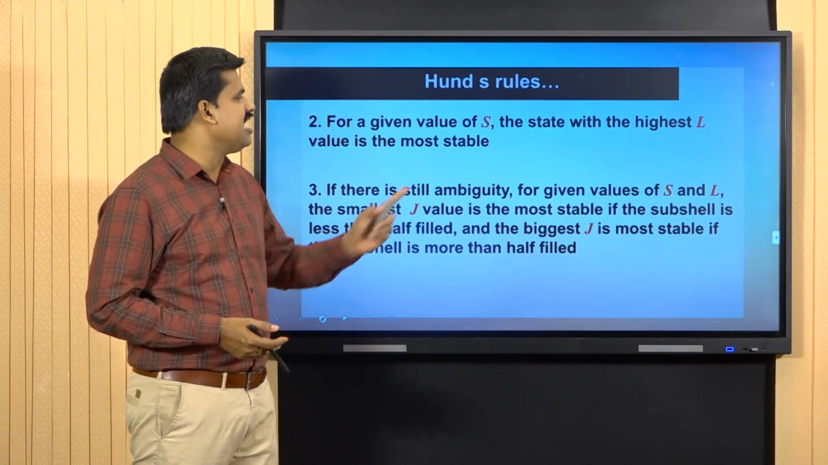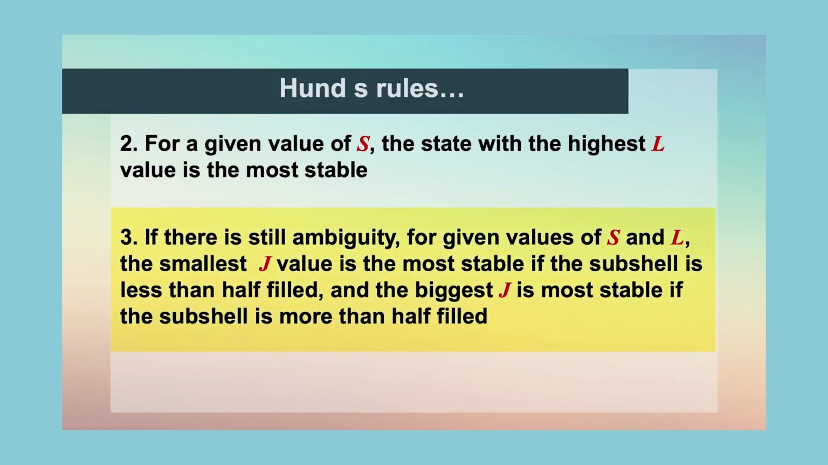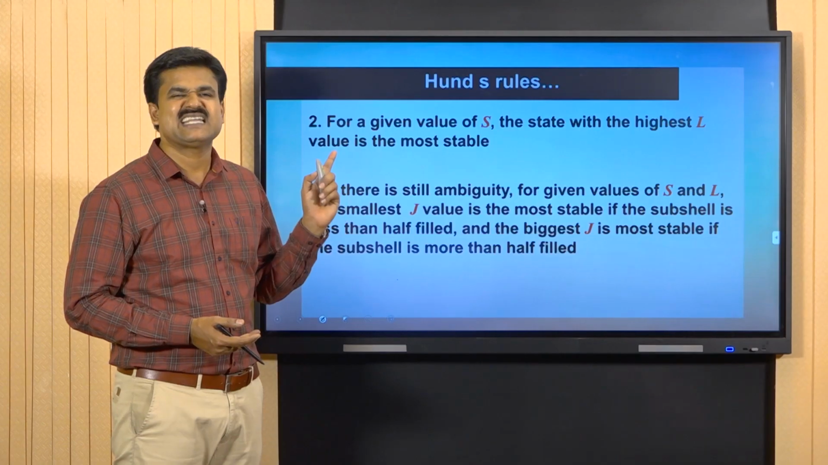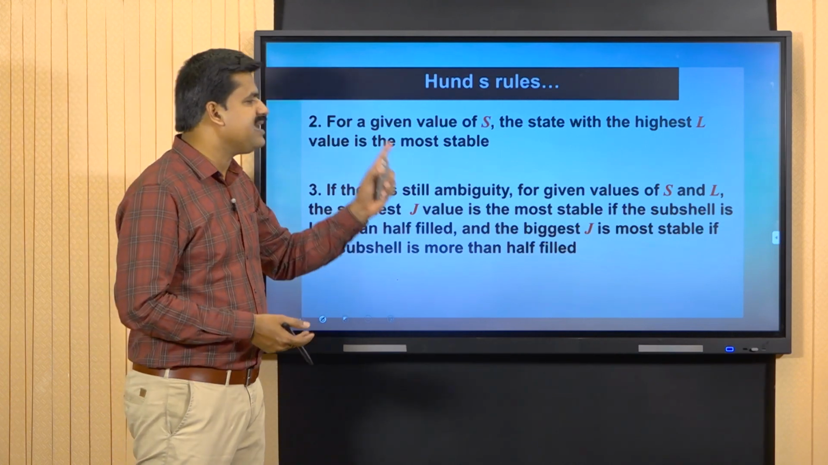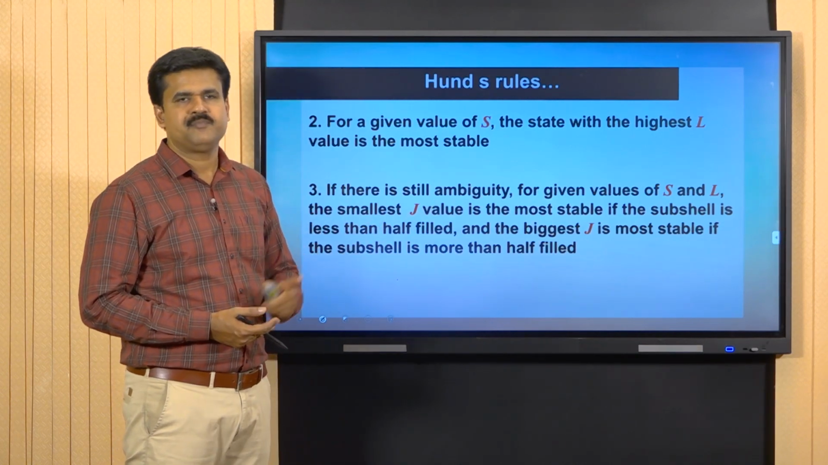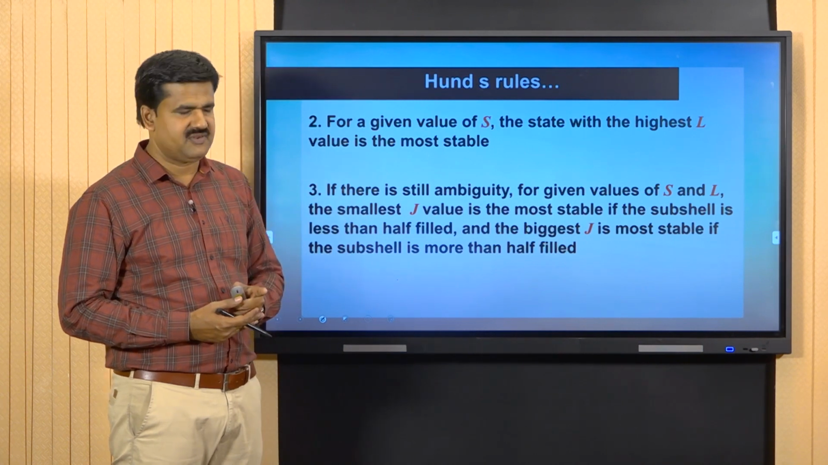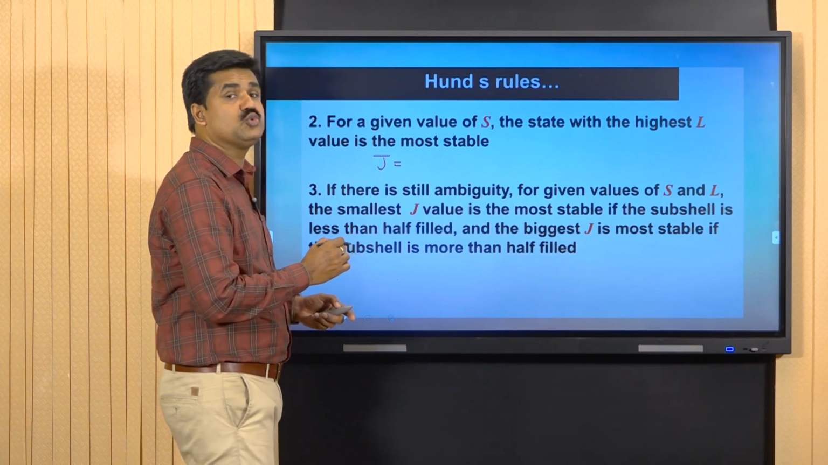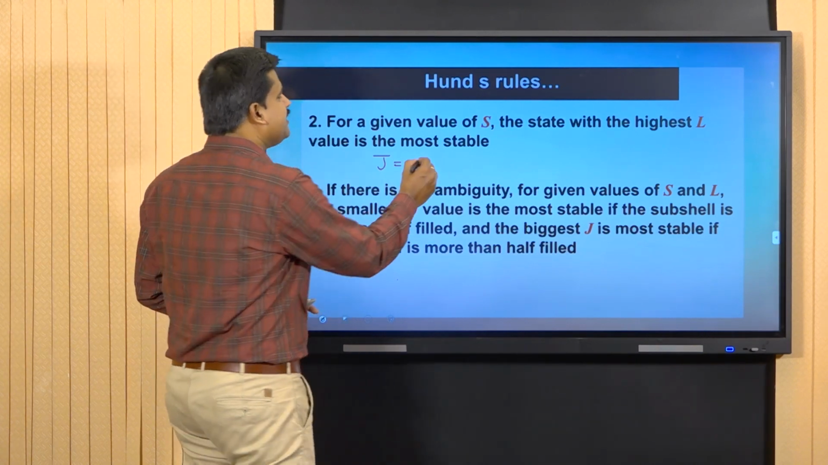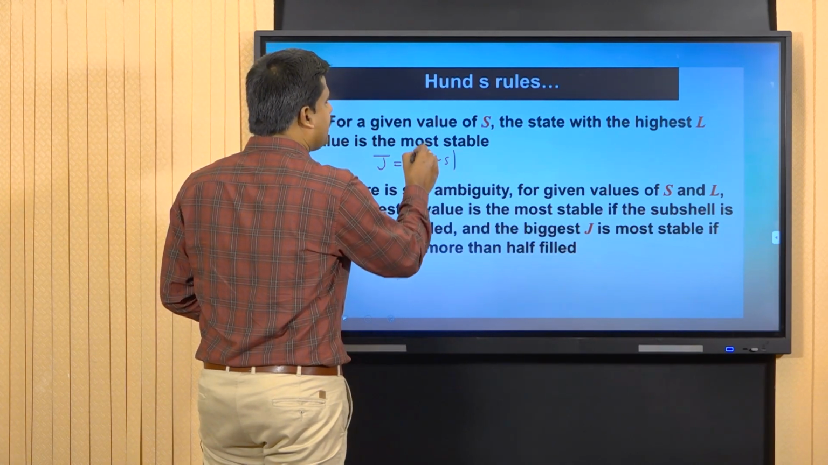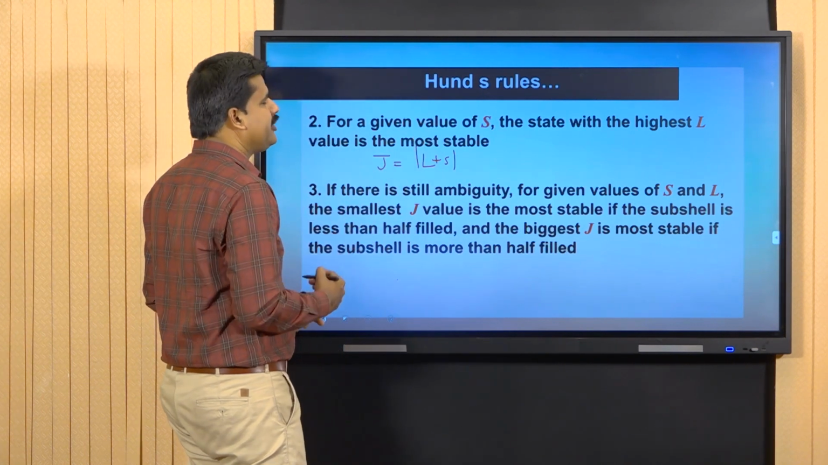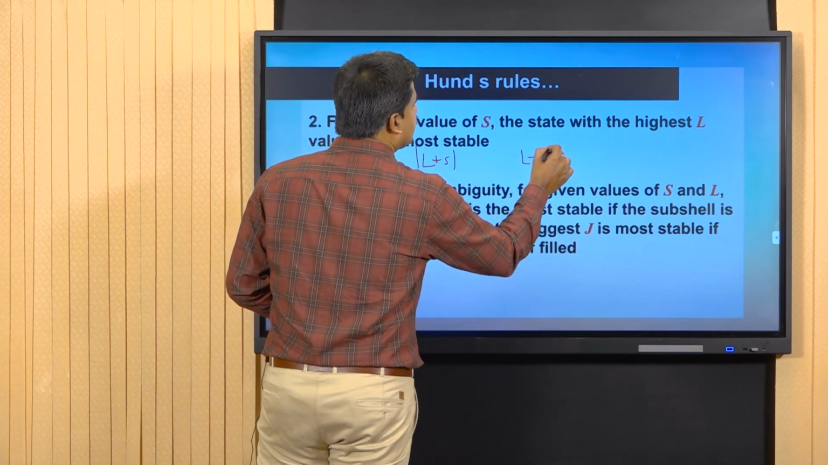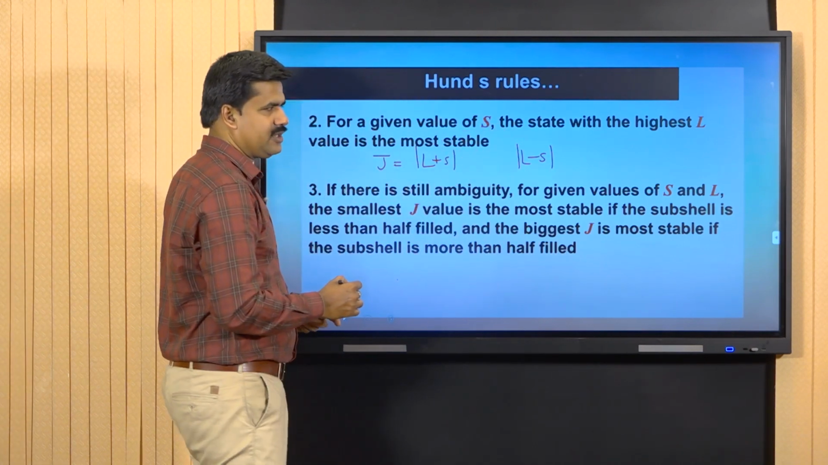If there is still ambiguity for a given value of S and L, the smallest J value is more stable if the subshell is less than half-filled, and the biggest value is more stable if the subshell is more than half-filled. We know that J can have two limiting values: modulus of L plus S, that is the highest value, and modulus of L minus S, that is the lowest value.